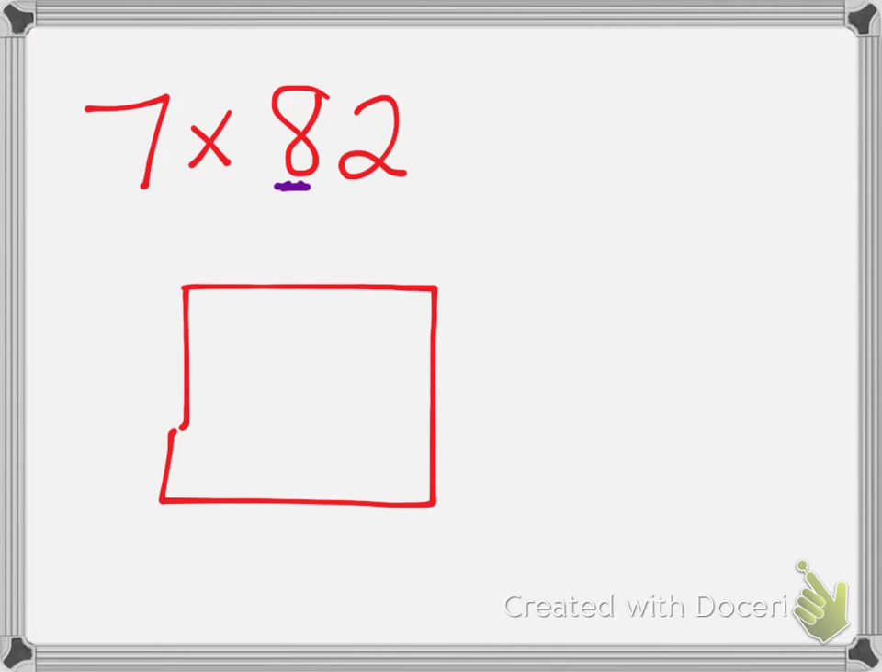Another example, 7 times 82. I would ask, what is the 8 worth? And they'd say it's worth 80. What's the 2 worth? It's worth 2. And we're going to times that by 7.